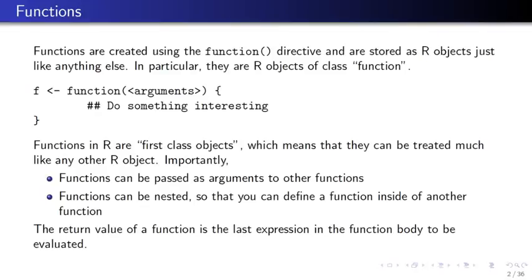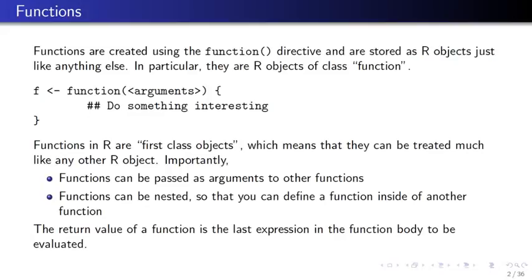So functions in R are created using the function directive, and functions are stored as R objects just like anything else. So you might have a vector of integers, a list of different things, a data frame, and then you have a function. So in particular, R functions are R objects that are of the class function. Okay, so the basic construction here is you assign to some object. Here I call it f. The function directive, which will take some arguments, and then inside the curly braces there is R code, which does something that the function does.